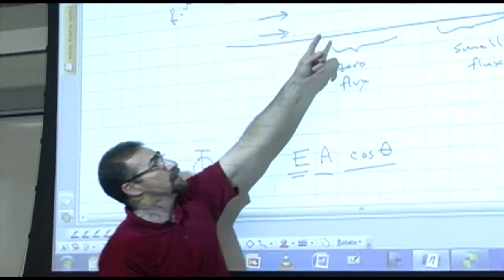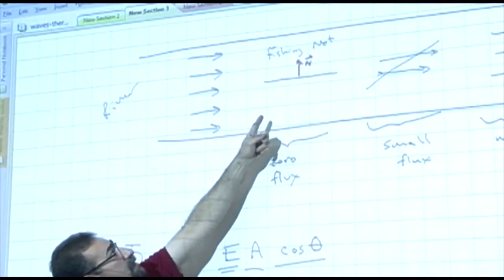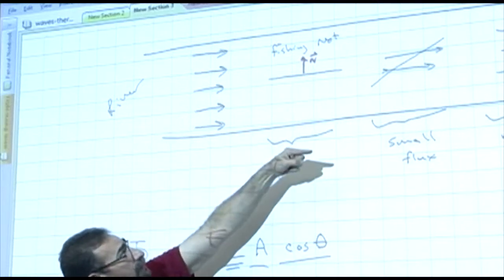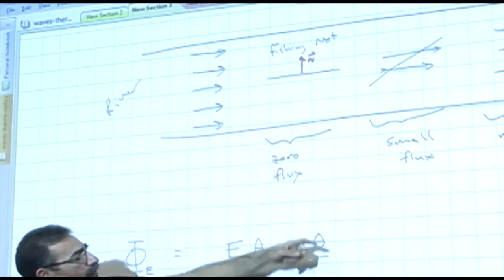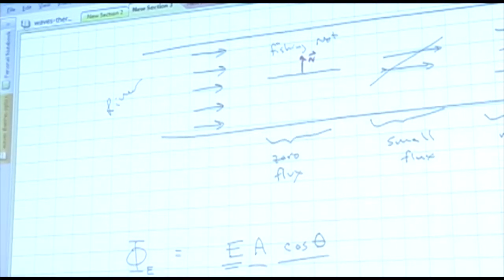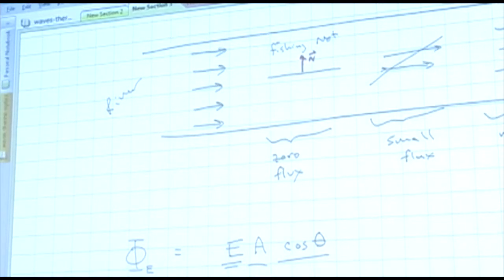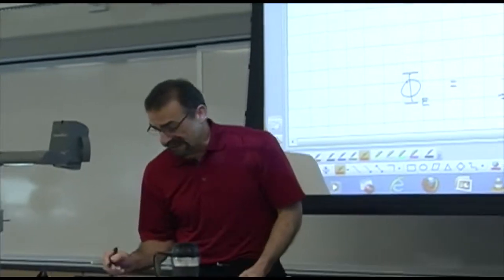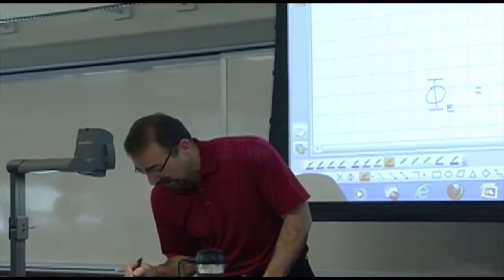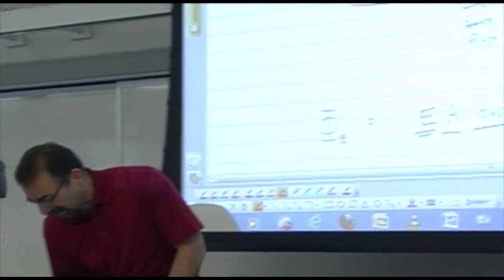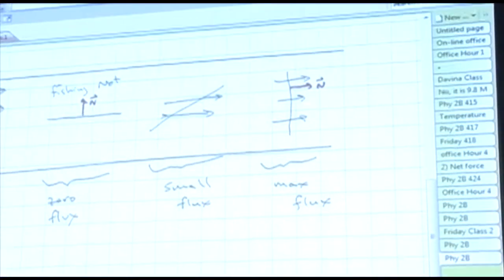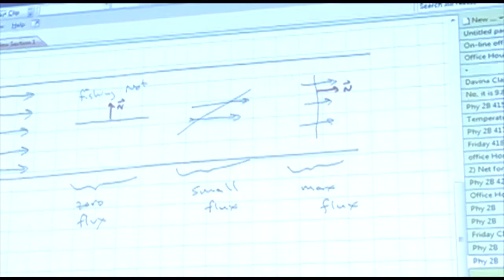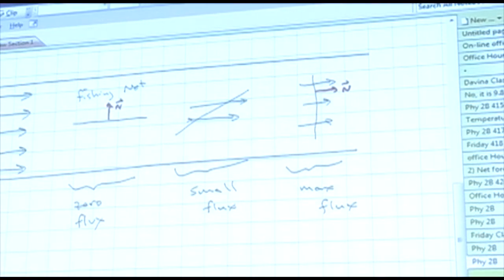Well, it's because we use the normal to the surface. So the normal to the surface points up. My field lines point to the right. That's 90 degrees. Cosine 90 degrees gives me 0, right? And in this case over here, the normal to my surface points this way, and my field lines also point that way. So I get a cosine 0 degrees. I get my maximum flux.